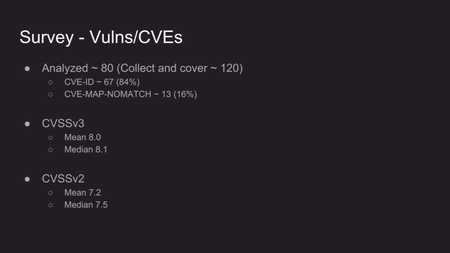Then, of course, having all this information covered in these 80 vulnerabilities, we measured their CVSS version 3 and CVSS version 2 scores. Sometimes only one is available, sometimes both. Nevertheless, they're kind of consistent. We can see that CVSS version 3 on average is about 8.0 to 8.1, and CVSS version 2 is 7.2 to 7.5. What it basically means is that IoT malware generally uses non-critical vulnerabilities. It's kind of expected, but they don't need to use critical vulnerabilities to be successful.